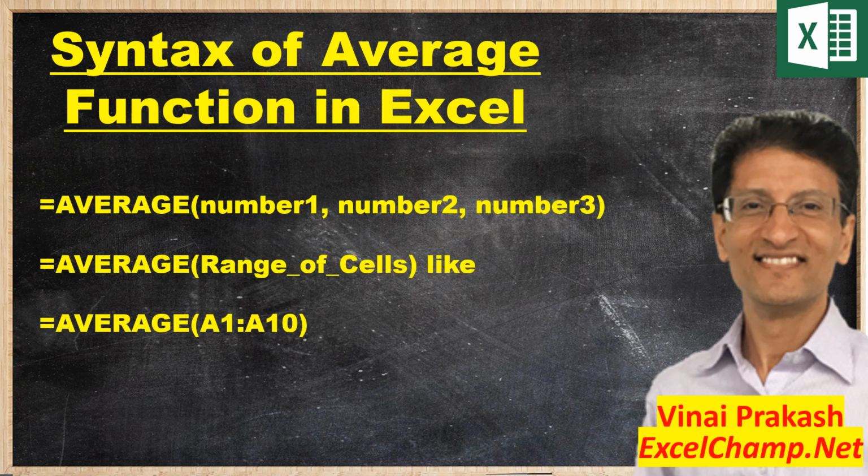The syntax of average function in Excel is to just say equal to average and then provide the numbers: number 1, comma number 2, comma number 3. Or else you could just say equals average and then select all the cells which you want to average, like average of A1 to A10.